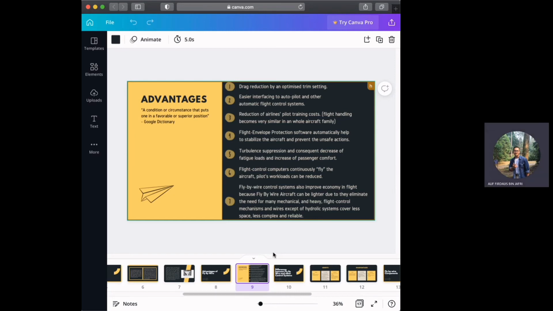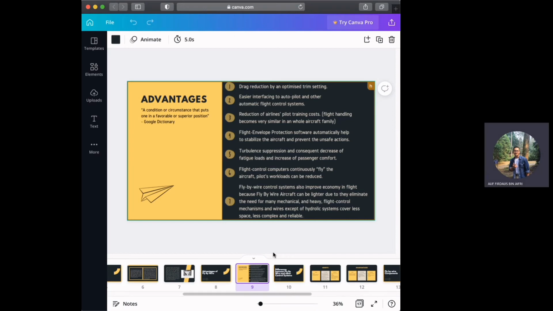Then, flight envelope protection software automatically helps to stabilize the aircraft and prevent unsafe actions. Next, turbulence suppression and a consequent decrease of fatigue loads and increase of passenger comfort. Flight control computers continuously fly the aircraft. Pilots' workloads can be reduced.